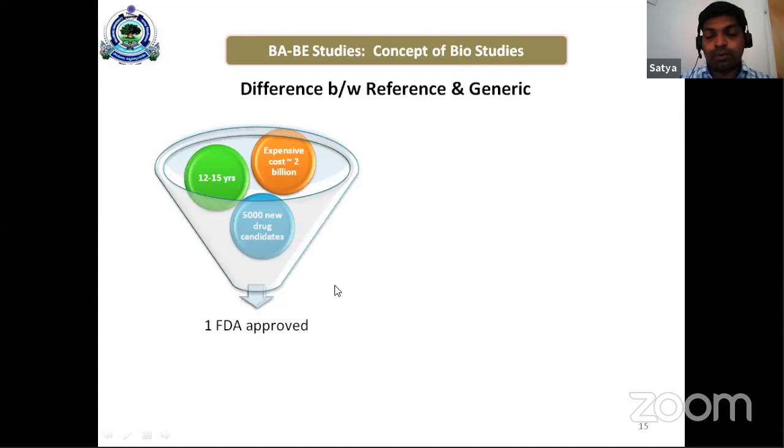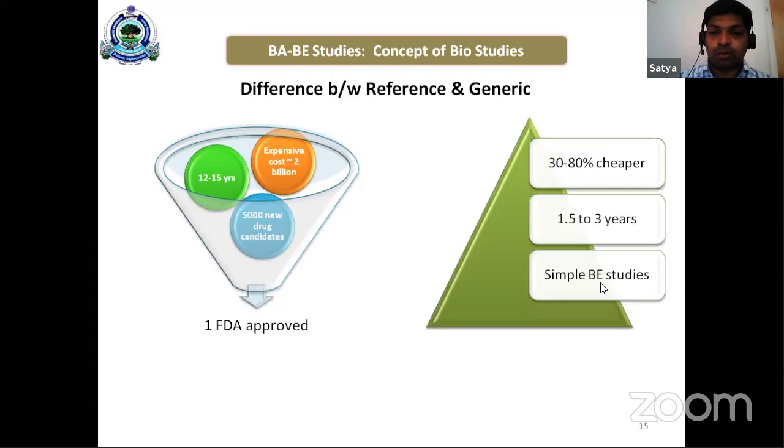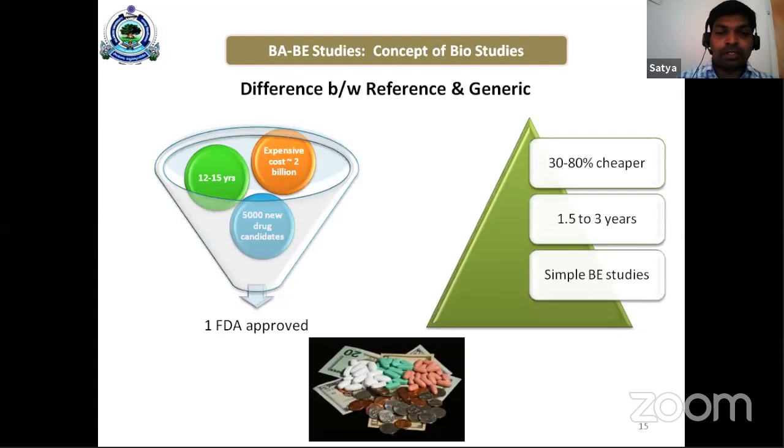Whereas in comparison, for the generic it is very simple BE studies. Each study will cost around 1 crore to 2 crores, and it will take hardly 1.5 to 2 years, depending on the complexity of the molecule. And it is 30 to 80% cheaper in terms of the end product price. So it is very cheap, and this is a main advantage for the generic industry to look forward.